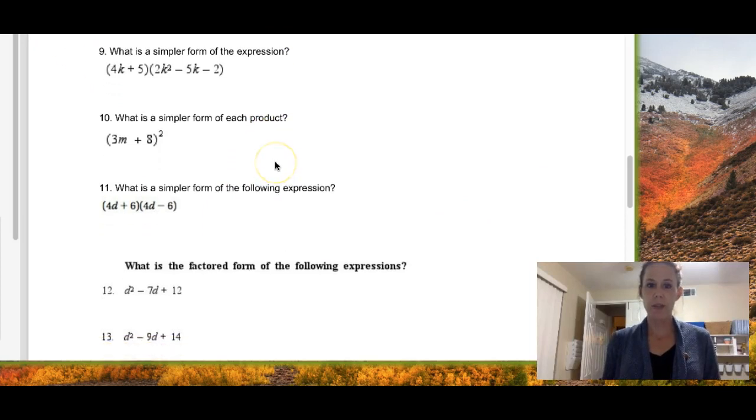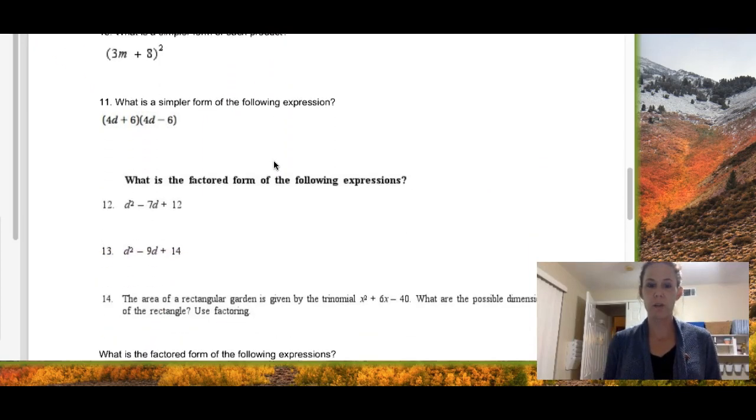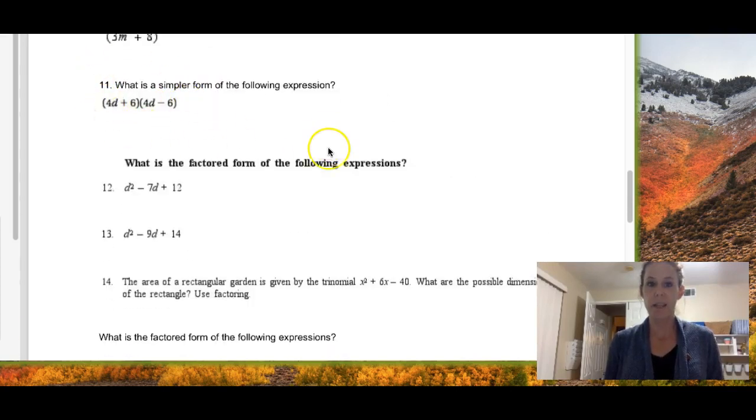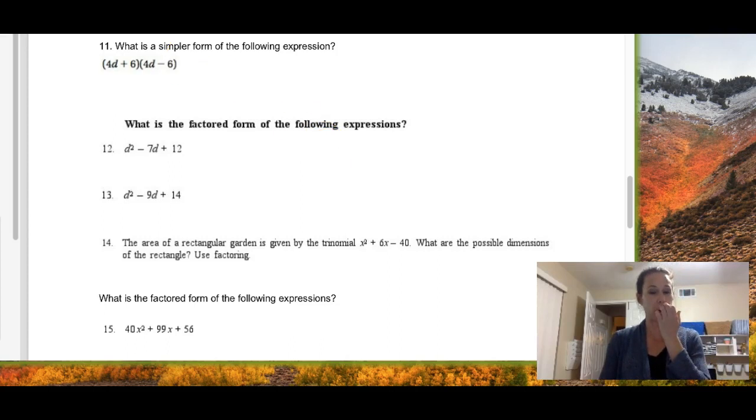Number 12, what's the factored form of the following expression? So we're just going to do some factoring. We did some multiplying. We did all that FOILing. Now basically we're going to unfoil, all right? Now, when you don't have a term or a constant in front of your first squared term, this is the easiest way to factor, okay? We know we want to put it into something like this.